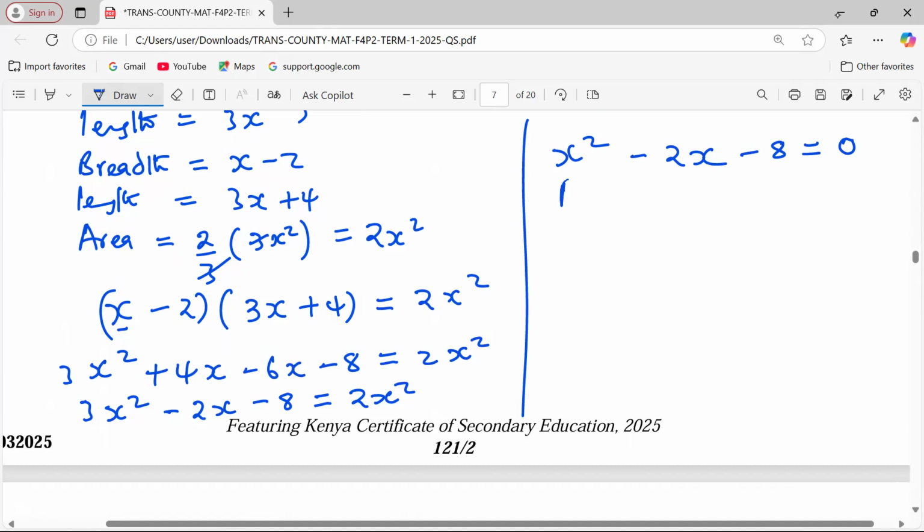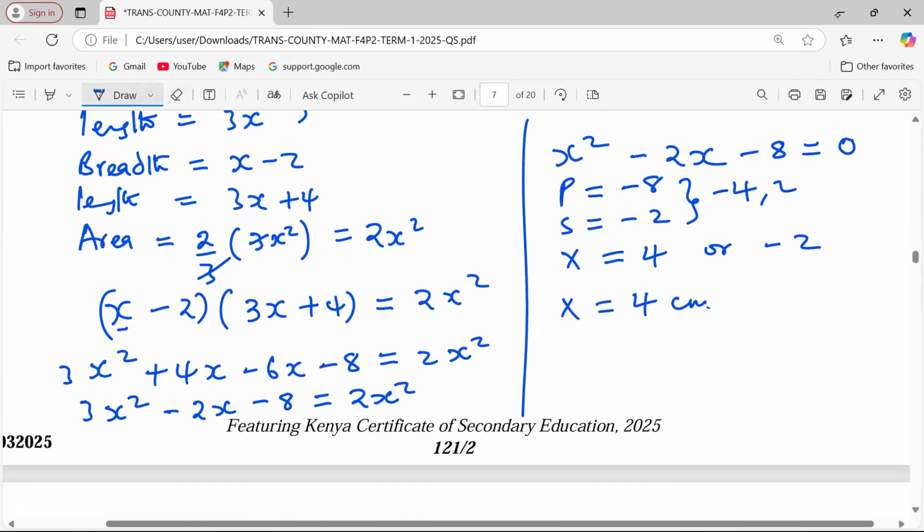We need a product equal to a times c, negative 8, and a sum equal to negative 2. Then the factors will be negative 4 and 2. When multiplied, negative 8. When added, negative 2. So the value of x shall be either 4 or negative 2. Because we are dealing with length, x cannot be negative. So the value of x shall be 4 centimeters.